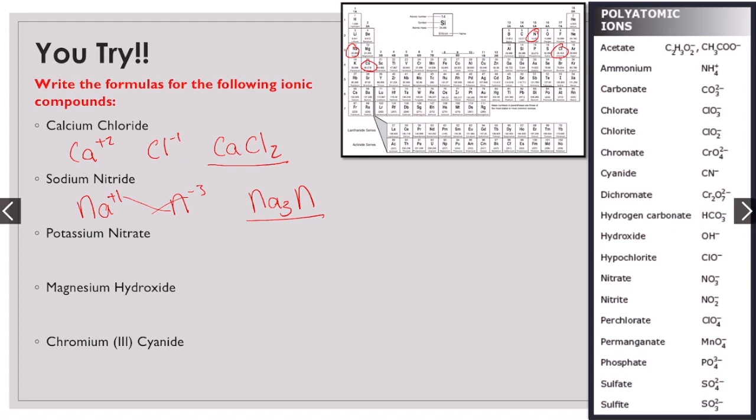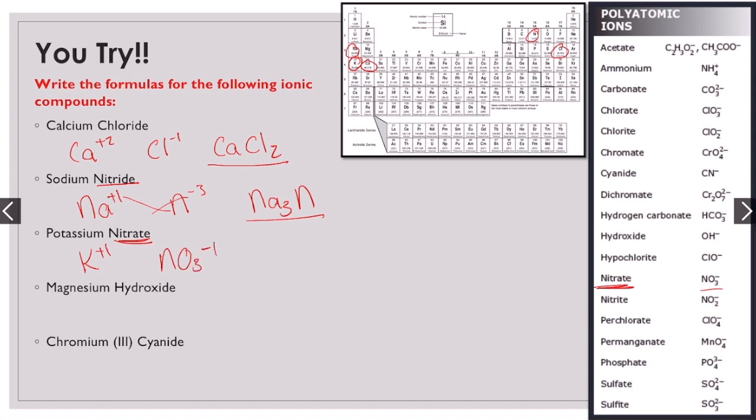All right, potassium nitrate. I've got potassium here. It's a group 1 metal, so it's got a +1 charge. And nitrate is not the same as nitride. We'll talk more about this when we talk about naming these. But nitrate is a polyatomic ion right here, and that is NO3 minus. So we've got NO3 with a -1 charge.